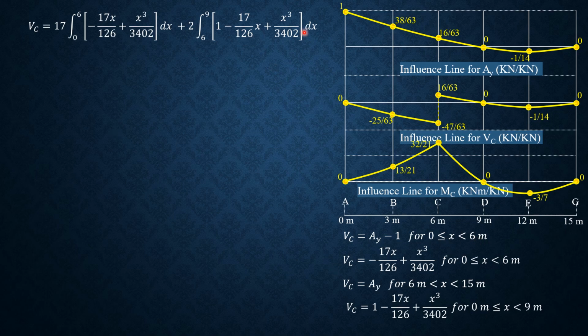Then from 9 to 15, the expression is different. It was 17 times the integral from 9 to 15 of 10 over 7 minus 13x over 63 plus x cubed over 1701, then minus 5 times (x minus 9) cubed over 3402. You just look at the expression for AY from 9 to 15. So take note, this is from 9 to 15, AY in the previous slides.